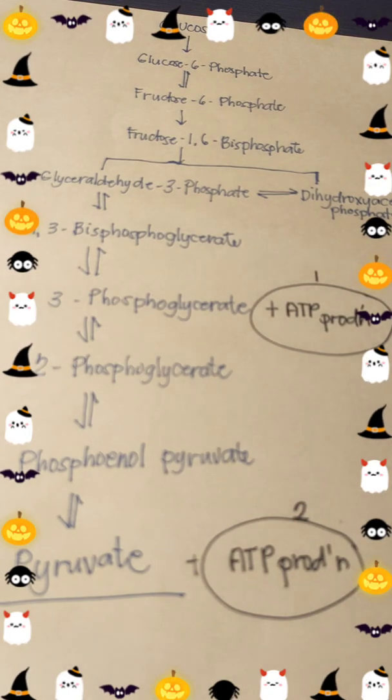So, two stages. You have the first 5 and the last 5. The first 5, energy investment. The last 5, energy generation.